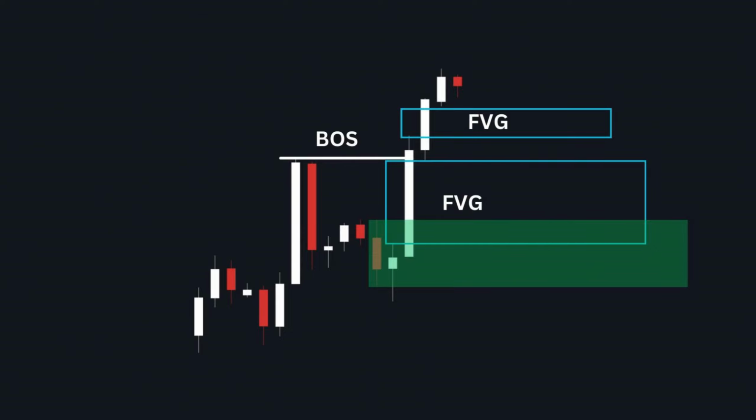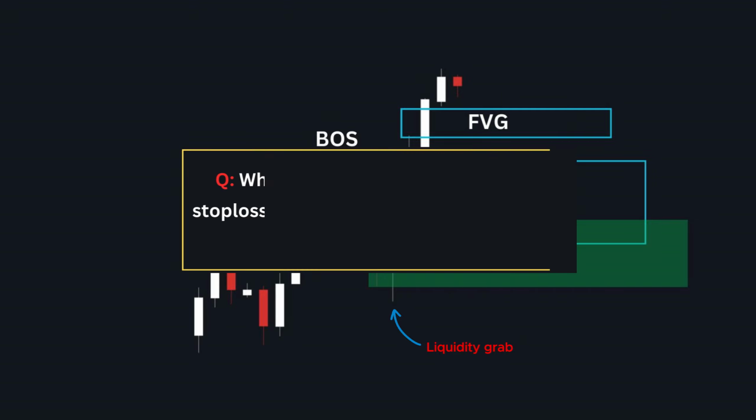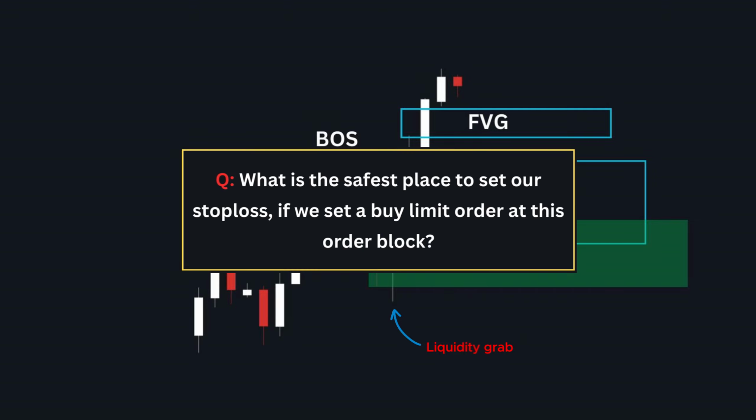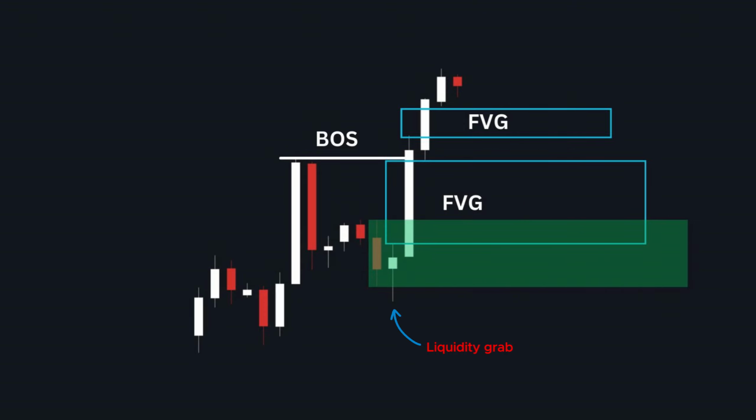Now, we can notice one more thing here. We can see how price grabs the liquidity below this candle before taking off. But here's a question. What will be the safest place to set our stop loss if we place a buy limit order at this order block? The answer is simple. We will set our stop loss below this wick, from where the movement has started.